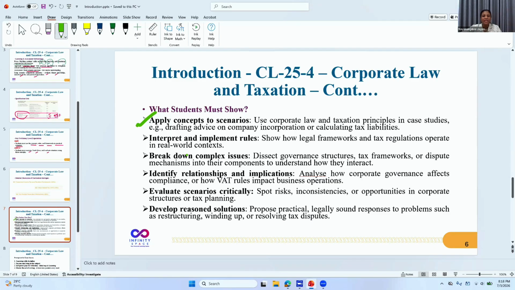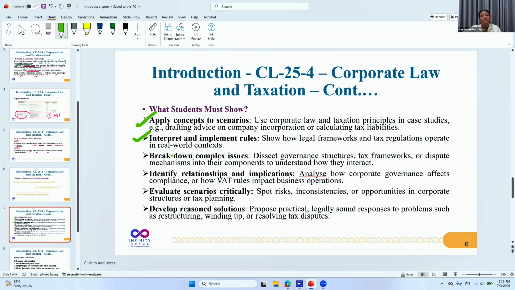Then secondly, interpret and implement rules. Interpreting and implementing rules means the law; even tax, we are working with the laws. If you know the law, you can apply it to a given scenario. If you don't know it, can you hypothetically apply or think and apply? Yes, you have to think and apply for anything. But for that, you should know the law. Interpretation of the law is important.